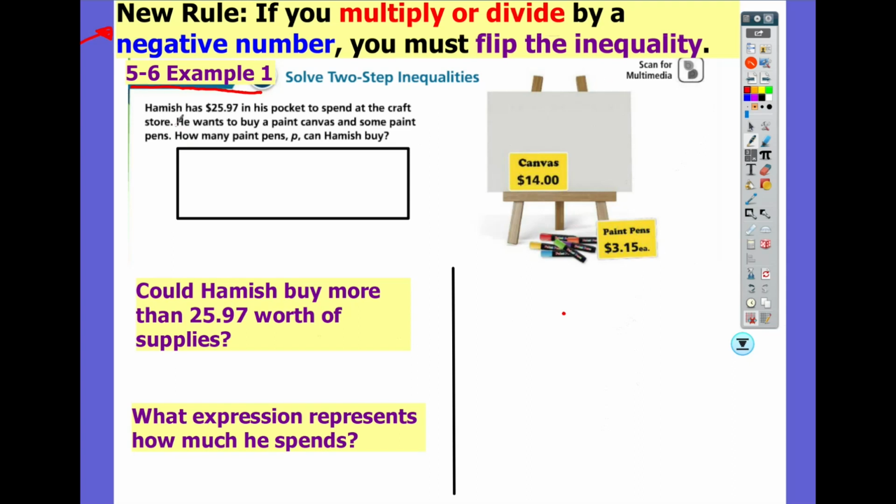So we've got Hamish here, and Hamish has $25.97 in his pocket to spend at a craft store. And he wants to buy a paint canvas. So A implies he's only buying one of these. So he's not going to buy any more than one paint canvas and some paint pens. So some implies that we don't really know. So we're going to say some, and they kind of say it here, is going to be P. So P will specify the number of paint pens.